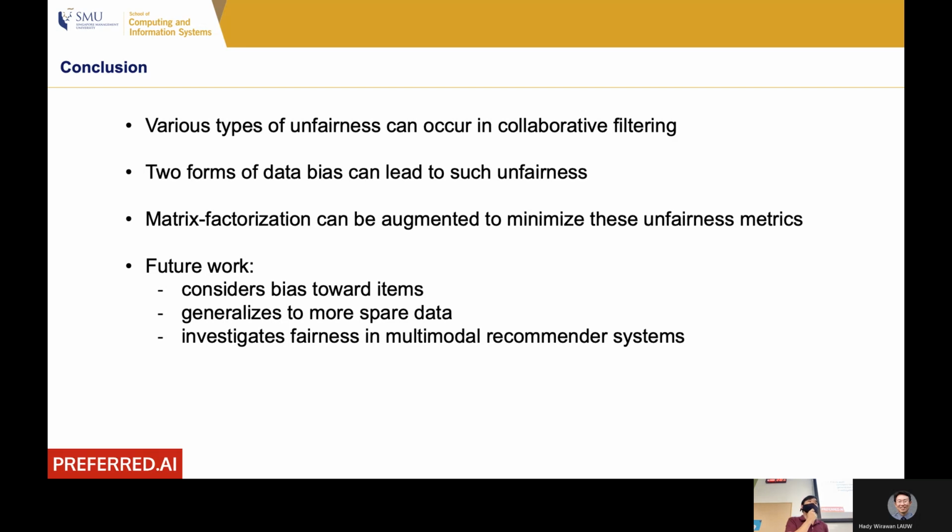And also the investigation in this paper is only for collaborative filtering, whereas a lot of methods now use other multimodal data to boost the recommender system. So how these unfairness metrics can be integrated into these sorts of models, and how they actually affect the outcomes of the recommendation. Okay, so that is all of this paper.